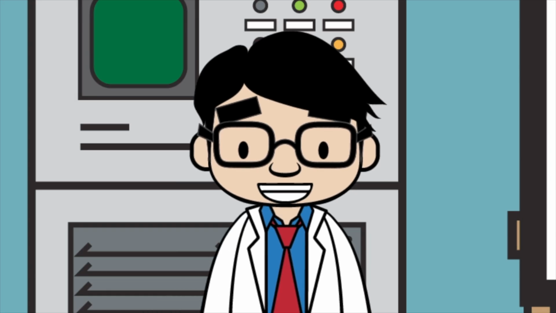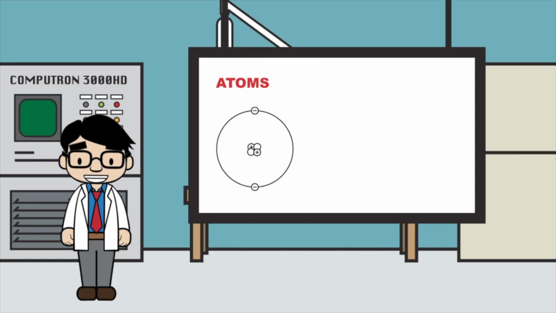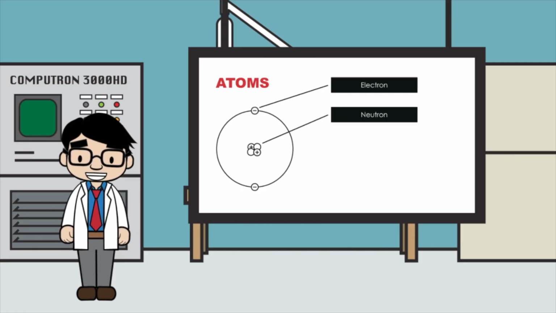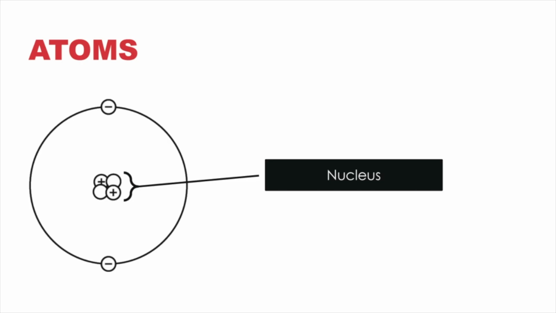Atoms are made of protons, which are positive, neutrons, which are neutral, and electrons, which are negative. Let's take a closer look at an atom. Here's an electron orbiting around, and here is a neutron, and here is a proton. The protons and neutrons are found in the nucleus, which is the center of an atom.